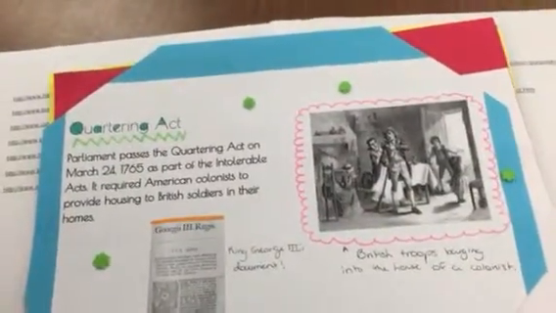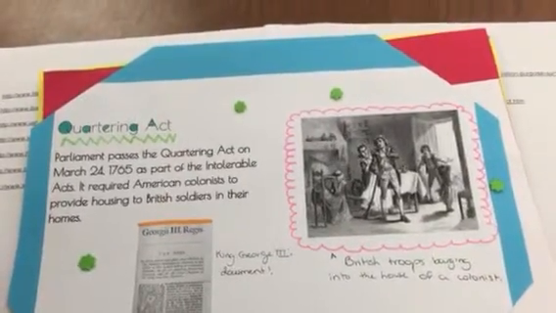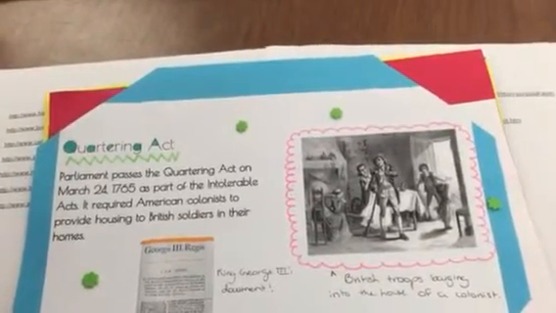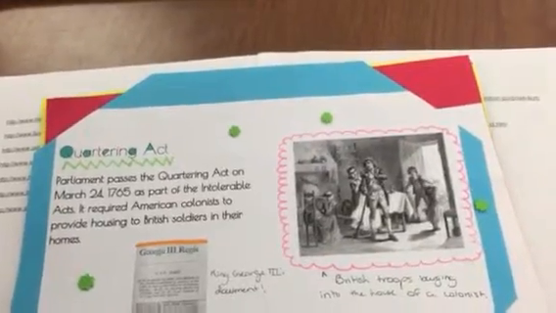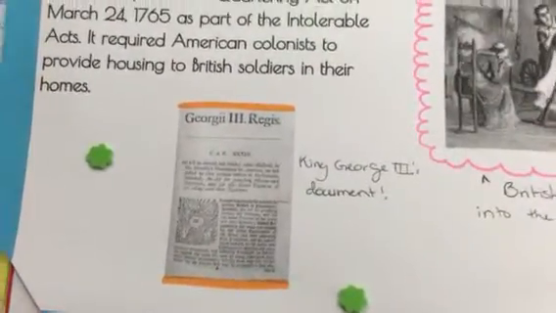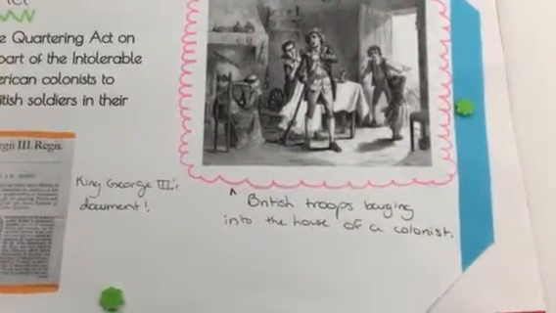The Quartering Act. Parliament passed the Quartering Act on March 24, 1765. It required American colonists to provide housing to British soldiers. Colonists were not happy and would have rather given consent and been asked for permission rather than have their choice taken away completely. This was also a part of the Intolerable Acts. This was the actual document written by King George III, and this is an illustration of British troops barging into the house of a colonist.